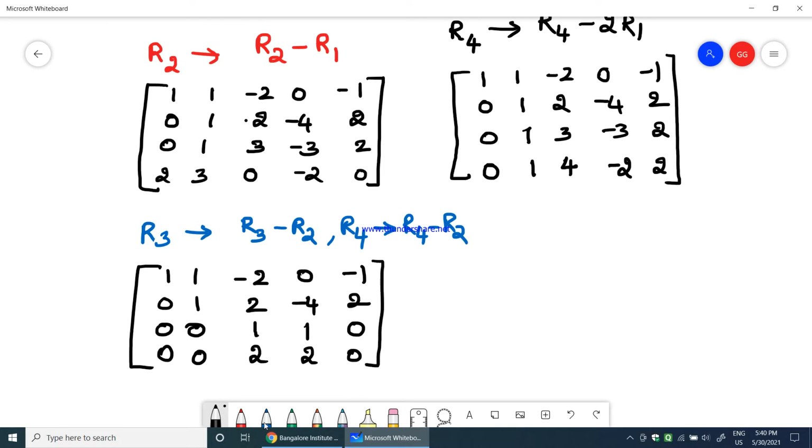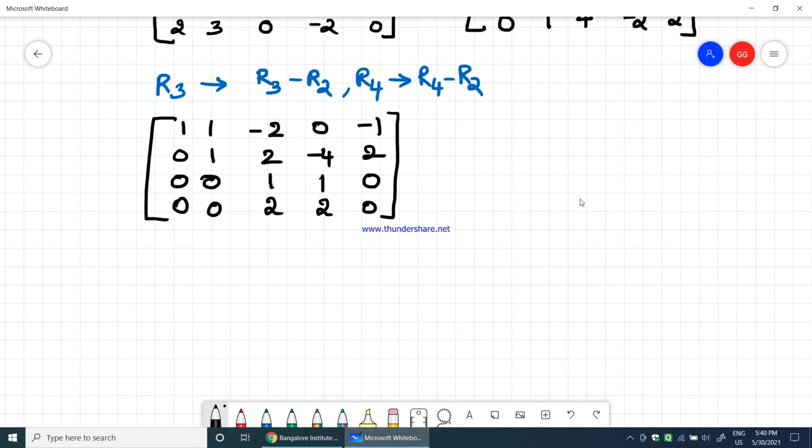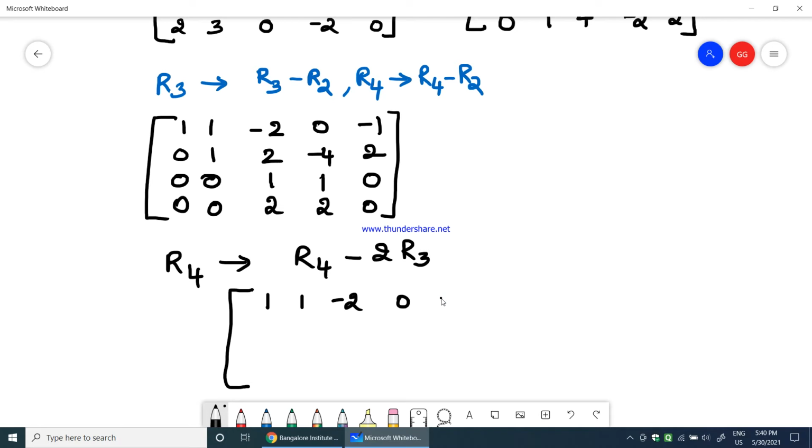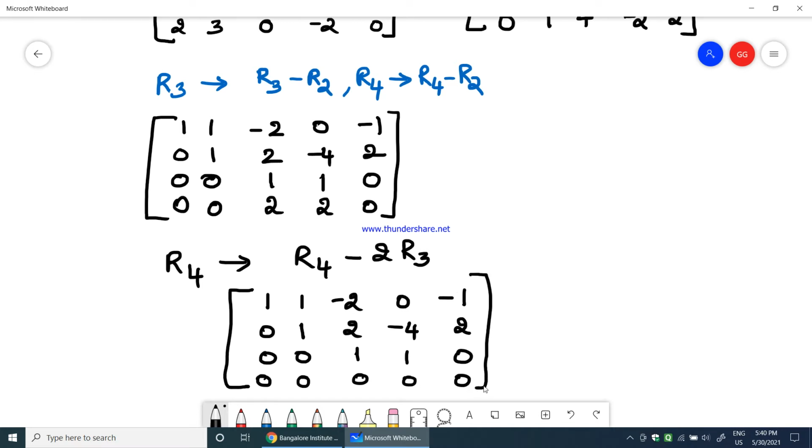Okay. Then what I can do is, I can say R4 equals R4 minus 2 times R3. So this is what I can do here. So finally what I get here is 1, 1, minus 2, 0, minus 1, 0, 1, 2, minus 4, 2, 0, 0, 1, 1, 0. I'll get all zeros here, 0, 0, 0, 0, 0. So is there any chance of solving it further?